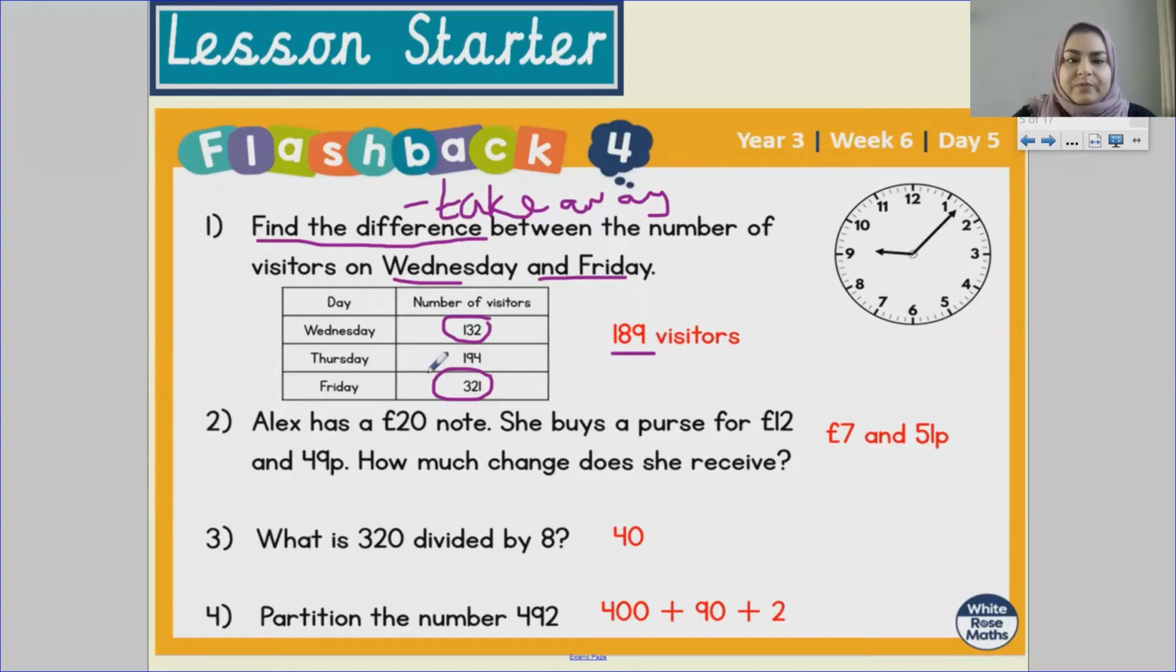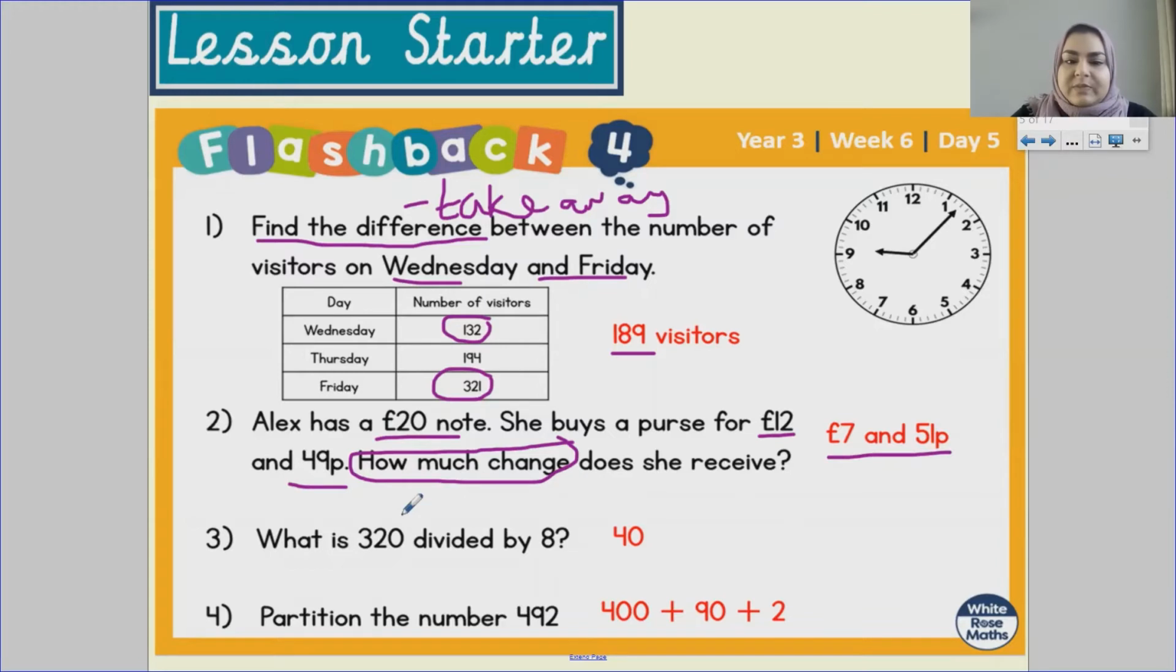Now number 2 says Alex has a £20 note. She buys a purse for £12.49. How much change does she get? So you should have done 20 take away 12.49, because when we work out how much change, it is subtracting. Your answer should have been £7.51.